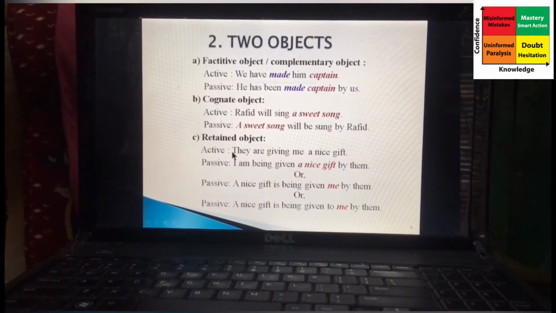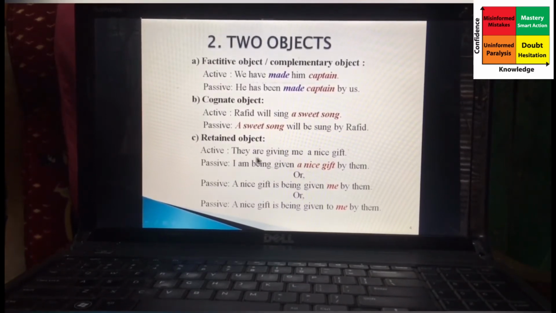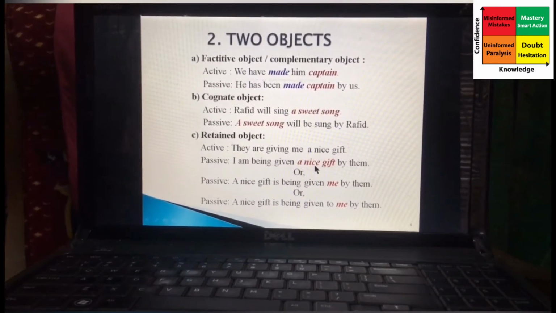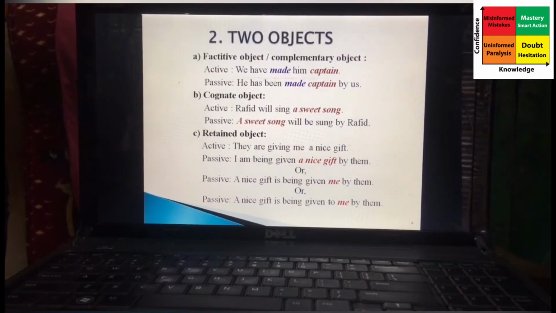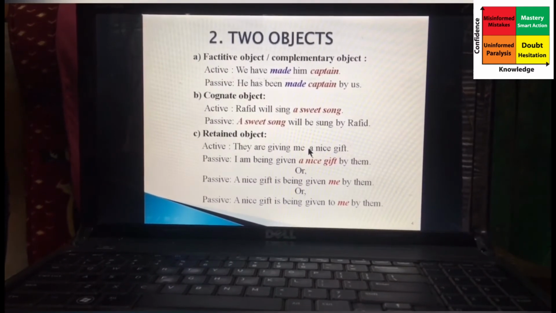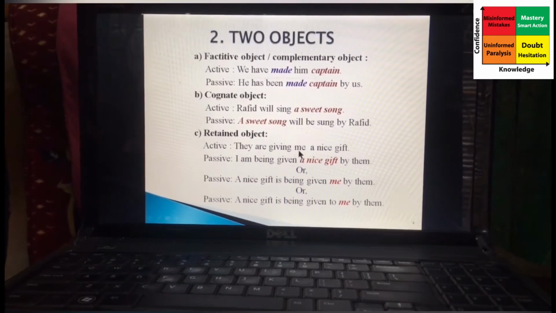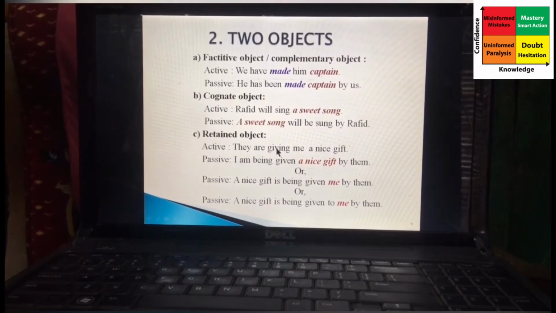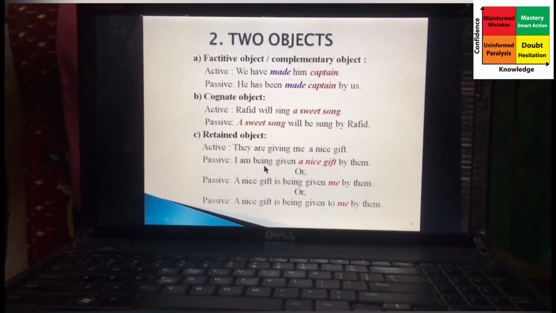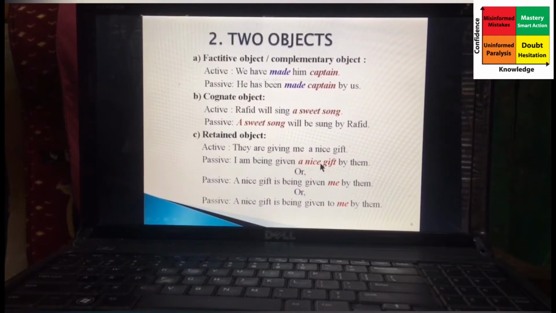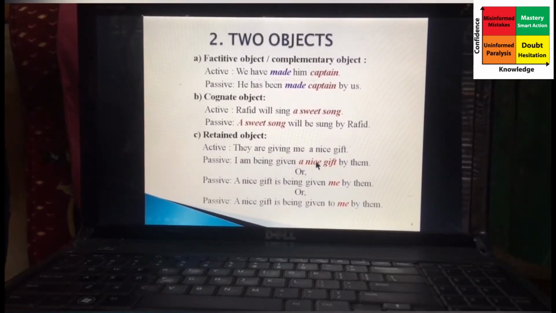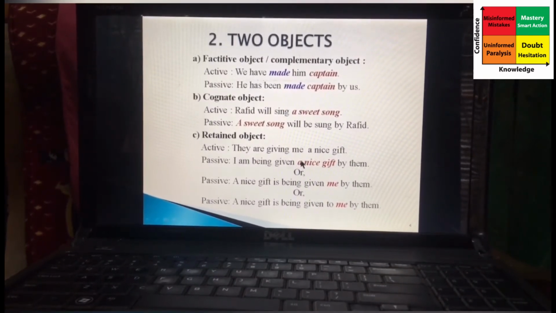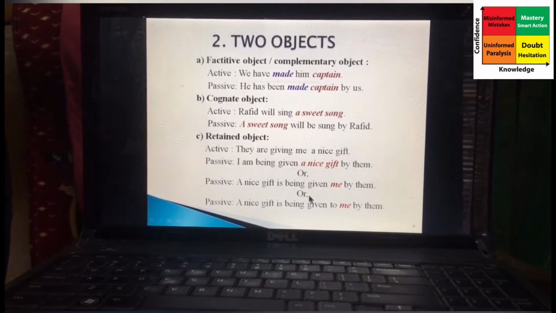And retained object, retained means holding something. That means one object will be brought as subject, another object will be in the same place as object. Again it is an object, so it is called a retained object. Like the example, they are giving me a nice gift. Here we are getting two objects. One is me, another is a nice gift. So me has become I am, and giving, ing will be being in continuous tense, and then past participle given, and a nice gift will be before by, after the past participle form of the verb. It is a retained object. So this can be passive also, another two ways I have shown.